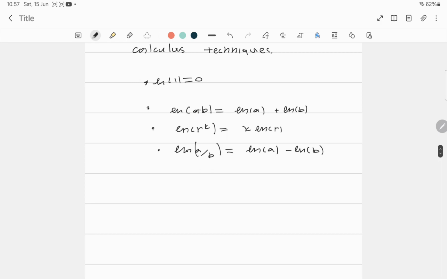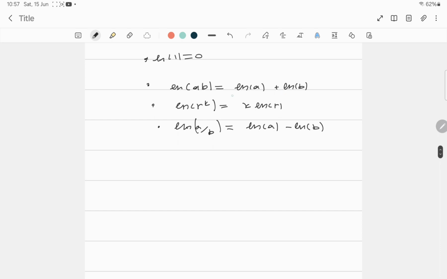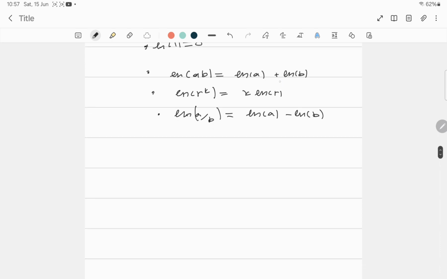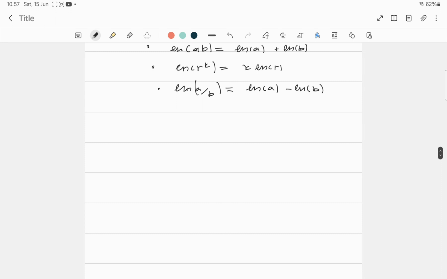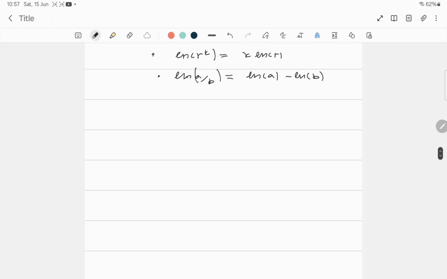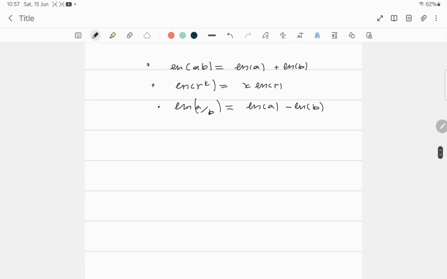The natural logarithm of a product of two numbers is the natural logarithm of the first number plus the natural logarithm of the second number. The third property is that the natural logarithm of r to the power of k equals k times the natural logarithm of r. The fourth case is that the natural logarithm of the quotient of the two numbers is the natural logarithm of the number that is in the numerator minus the natural logarithm of the number that is in the denominator.